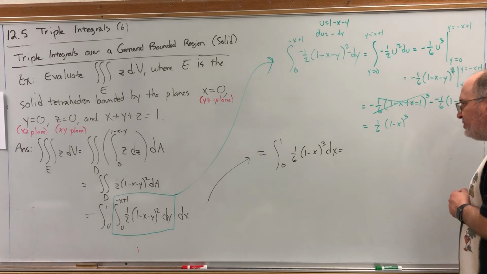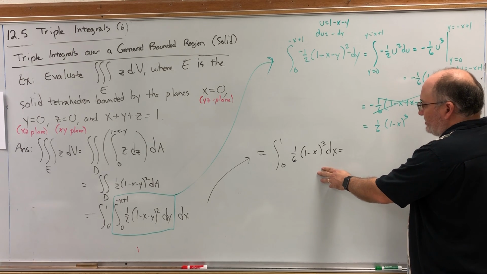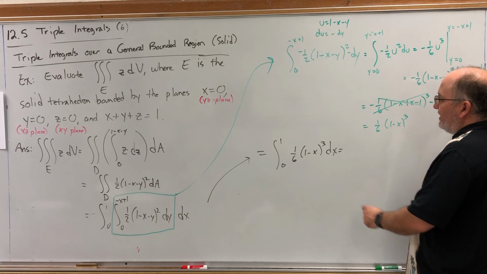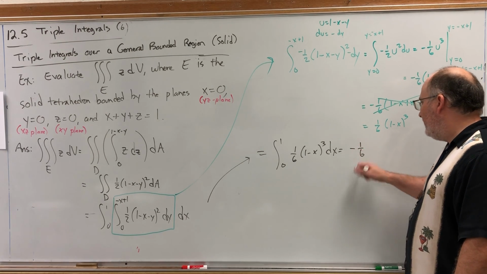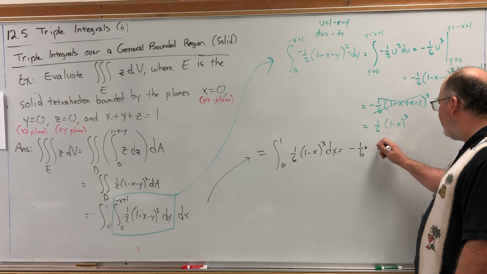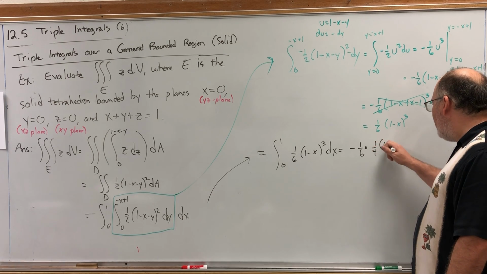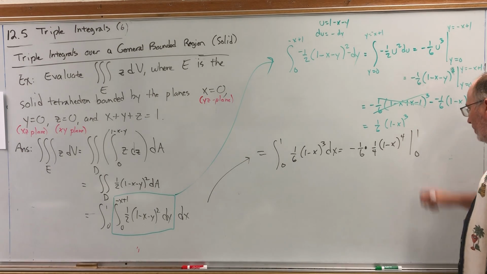We could do a substitution again, but just like before, the du would equal negative dx. So the only thing I have to do to balance it out is throw in an extra negative. So I'll just throw in an extra negative and integrate it. The integral of 1 minus x to the third is 1/4 (1 minus x) to the fourth, and this is being evaluated from 0 to 1.